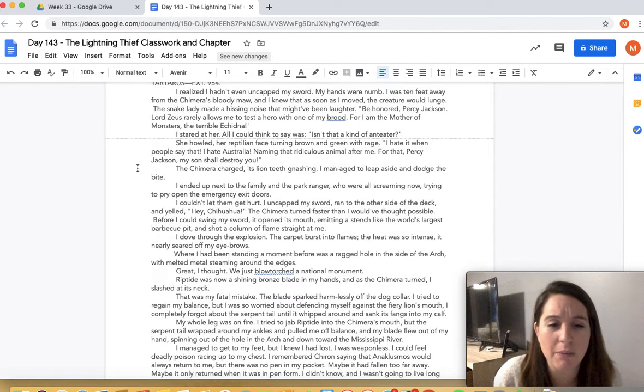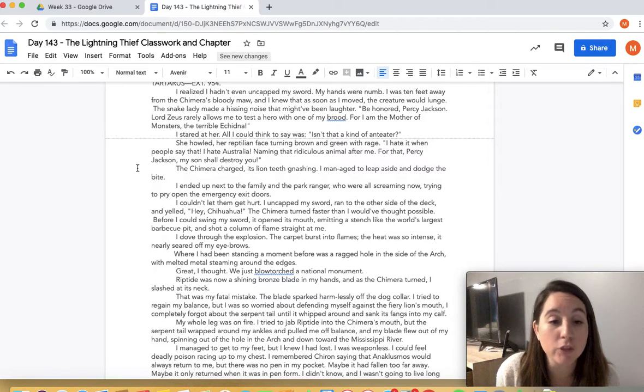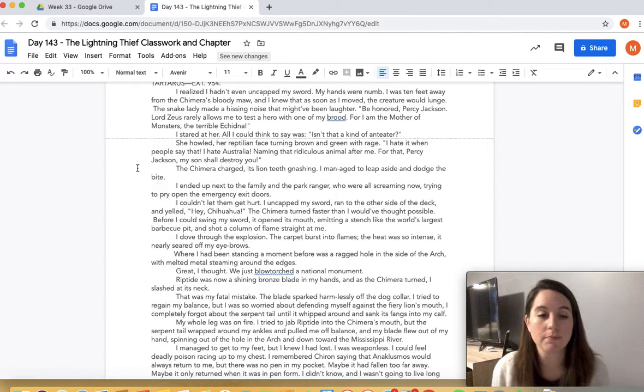I tried to regain my balance, but I was so worried about defending myself against the fiery lion's mouth, I completely forgot about the serpent tail until it whipped around and sank its fangs into my calf. My whole leg was on fire. I tried to jab Riptide into the Chimera's mouth, but the serpent tail wrapped around my ankles and pulled me off balance, and my blade flew out of my hand, spinning out of the hole in the arch and down toward the Mississippi River.